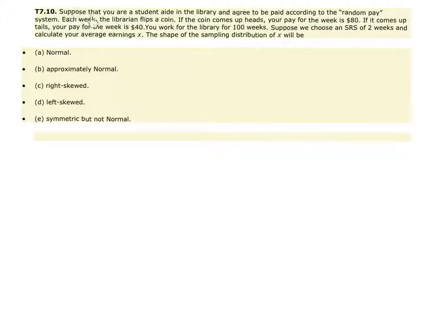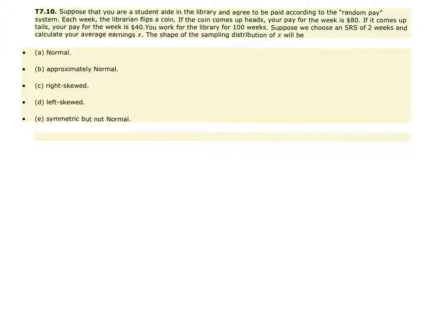Number 10. Suppose that you are a student aide in a library and agree to be paid according to the random pay system. Each week the librarian flips a coin. If the coin comes up heads, your pay for the week is $80. If it comes up tails, your pay for the week is $40. You work for the library for 100 weeks. Suppose we chose an SRS of 2 weeks and calculate your average earnings, x bar. The shape of the sampling distribution will be what?